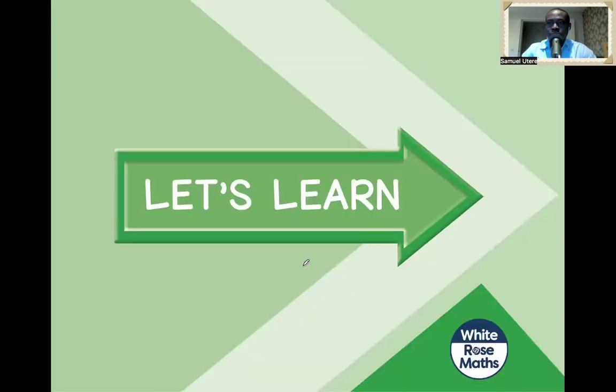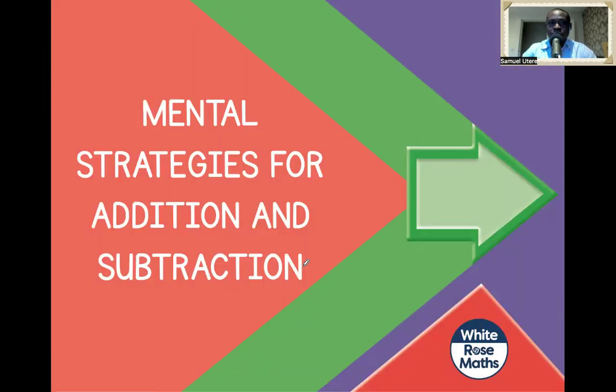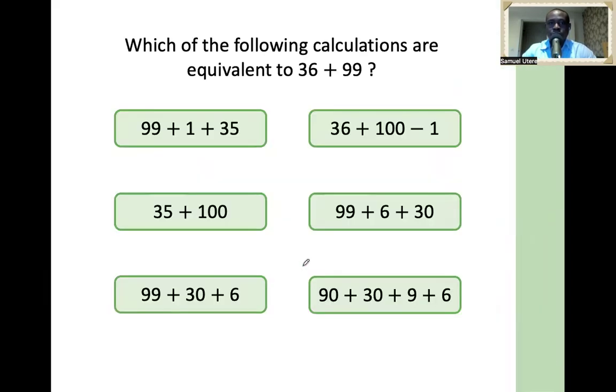Let's do some new learning. So remember, the title of our lesson is Learning Mental Strategies for Addition and Subtraction. Which of the following calculations are equivalent to 36 plus 99? Well, let's start looking at them one after the other.